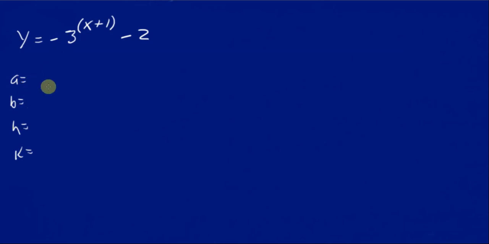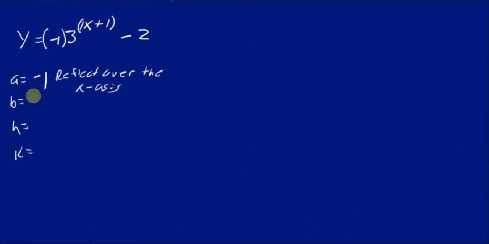Okay, first of all, 3 is not A, and the base is not negative 3. It is just 3. 3 is the only thing being raised to that negative exponent. This is basically like a negative 1 times that 3 after it's raised to the x plus 1. So A is negative 1. That is going to be a reflection over the x-axis. And there's no stretch or compression. So that's all that's going on there.